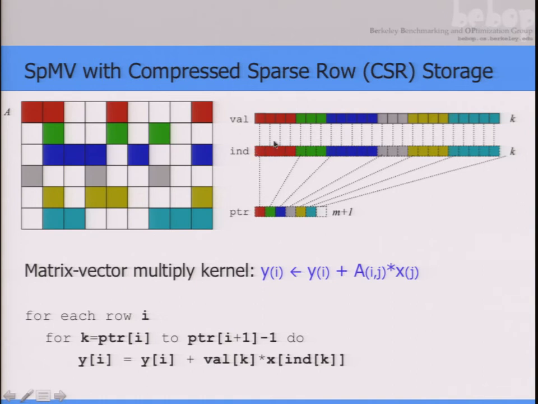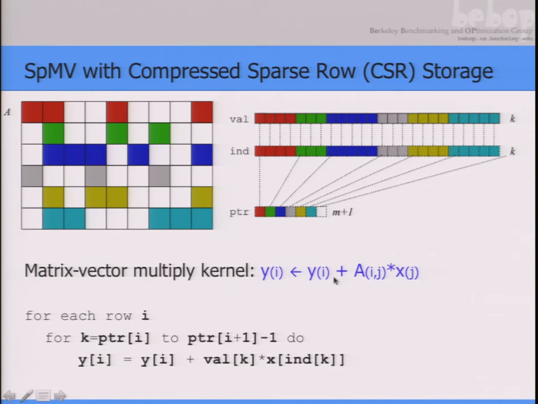Indexed the same way. And then I have to know where each row begins and ends, so I have a third array of pointers, which points to the beginning of the first row, the second row, the third row, and then an end pointer at the end. And so how do I take that simple data structure and do sparse matrix vector multiply? Let me just write down the two nested loops.